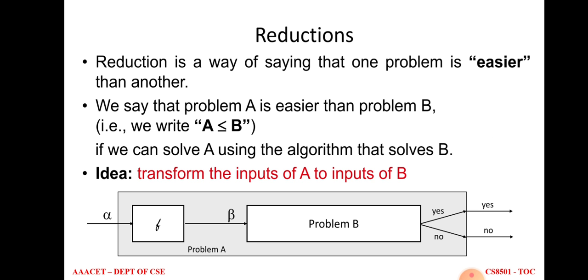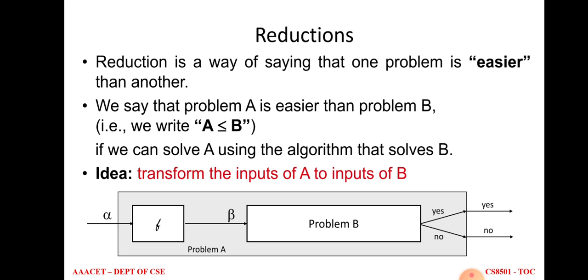The undecidable or unsolvable problem can be solved by the reduction method, because reduction is the best way to solve a given problem in an easy manner. Here we say that problem A is easier than problem B, so we write it as A is less than or equal to B. If we can solve problem A using an algorithm, the same algorithm can be used to solve problem B, because A can be reduced to problem B. So the algorithm used for problem A should be used for problem B also.